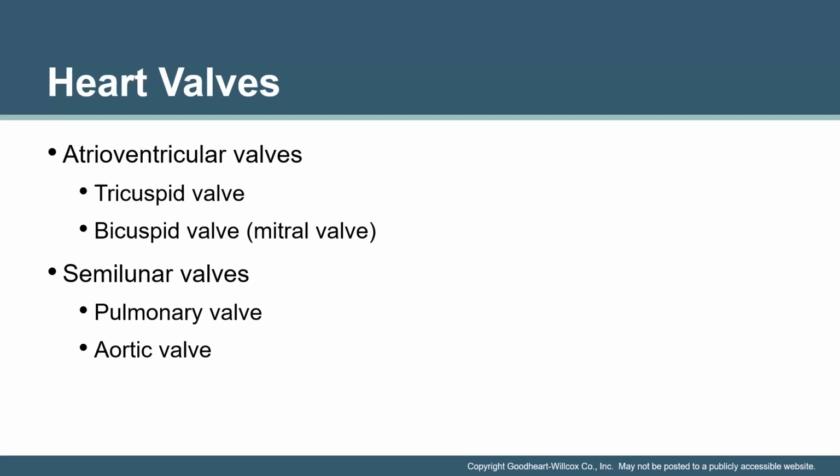Then you have two semilunar valves. The semilunar valves, as the name would indicate, look like half moons when you look at them in a cross section; that's why they're called that. And if you look in your book on page 377, you're going to see evidence of the shape of the valves and their location and how they are anatomically situated within the heart.